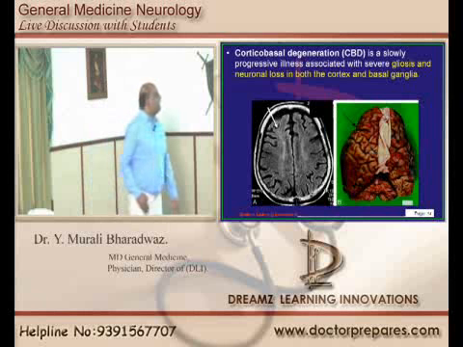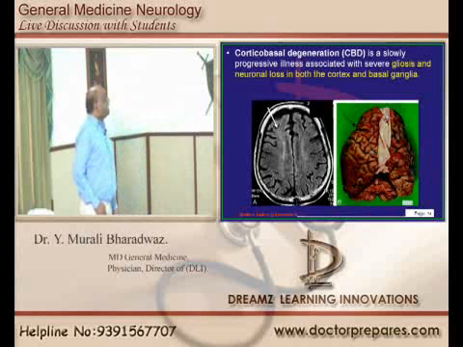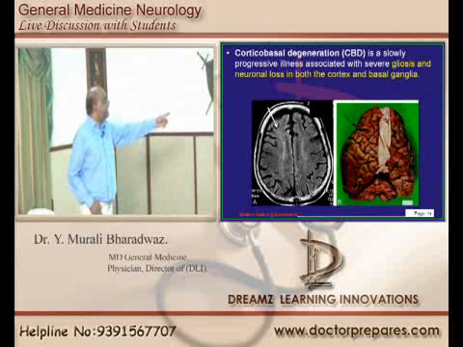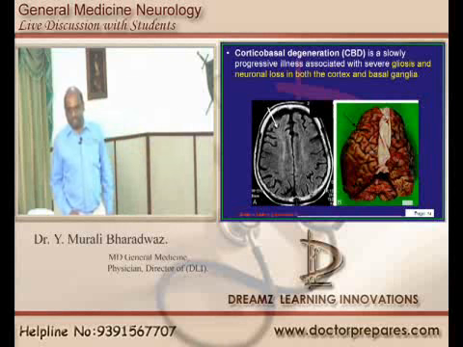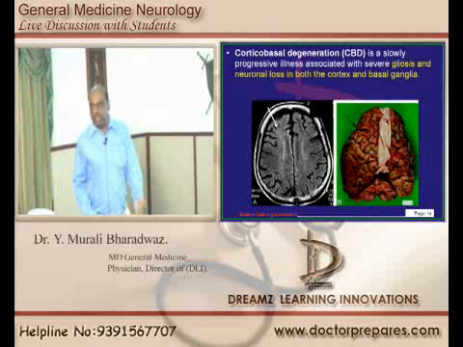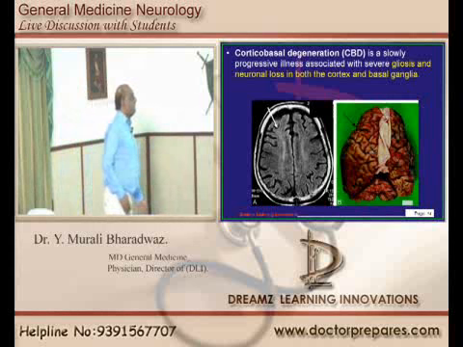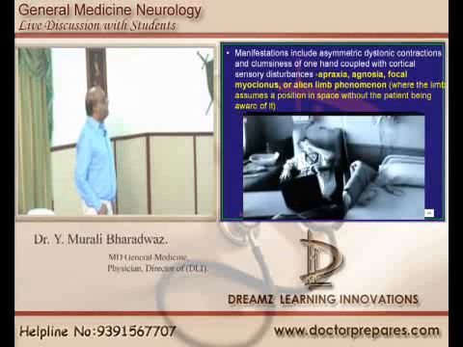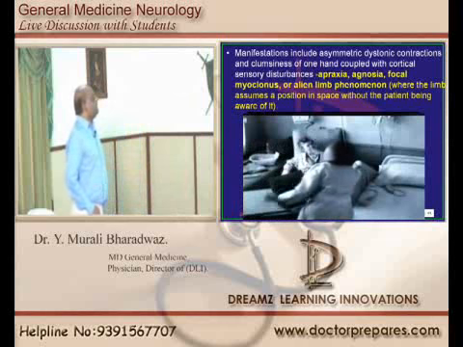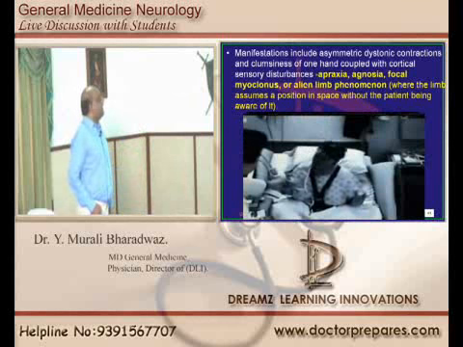Then corticobasal degeneration. What is this condition? Basically it is a slowly progressive illness where once more in the basal ganglia and cerebral cortex there is a development of gliosis. What is gliosis? It is like a fibrosis in the brain. Now how do they typically present? They will have asymmetric dystonic contractions, and clumsiness of one hand is a typical feature.